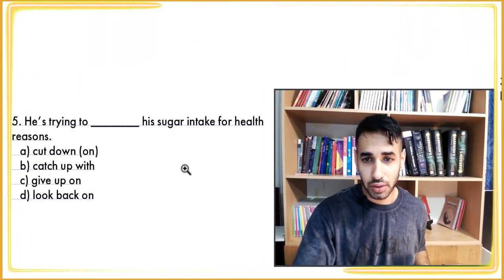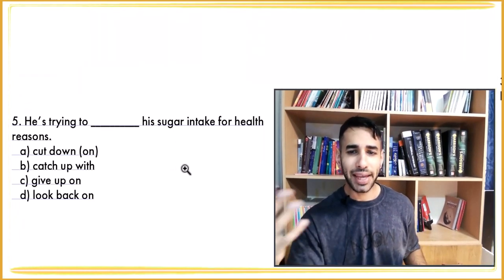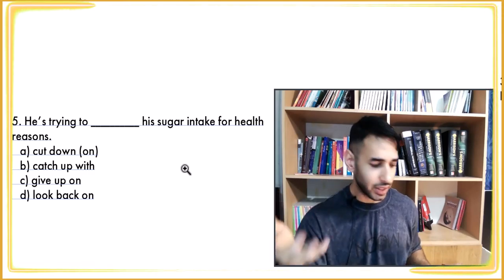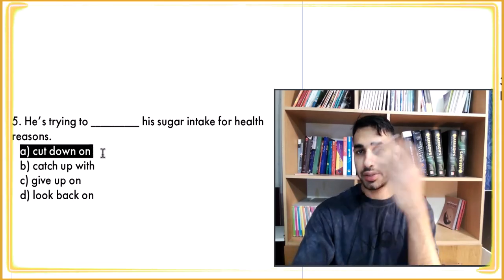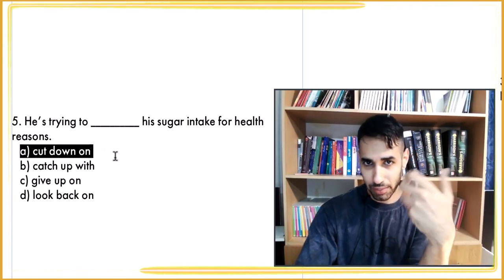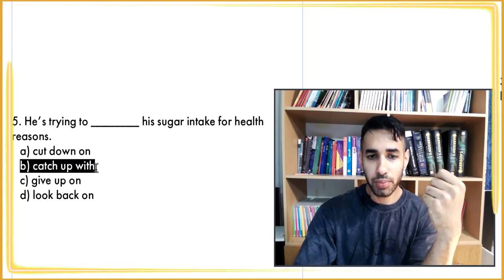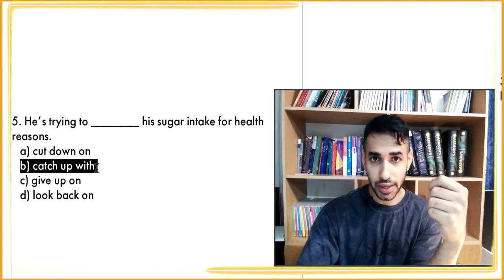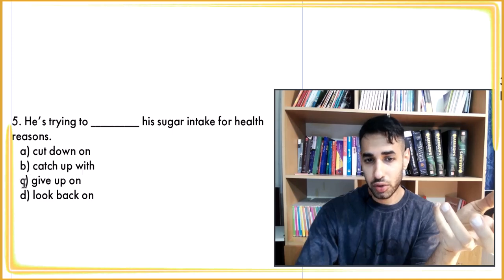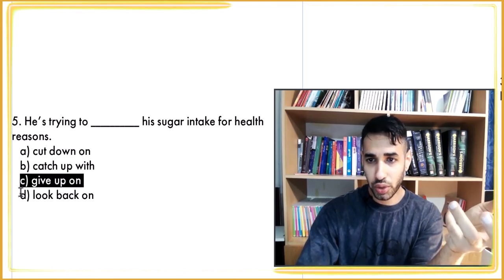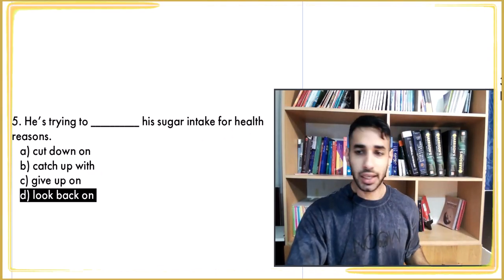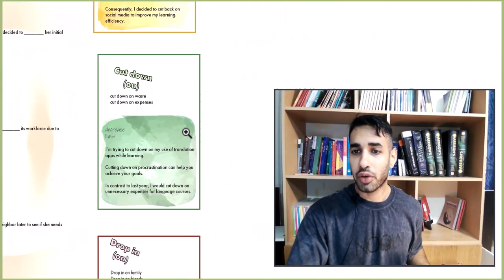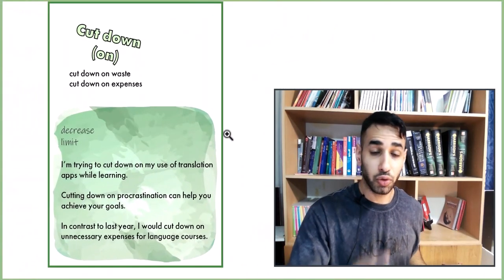Another question. He's trying to blank his sugar intake for health reasons. Option A, cut down on his sugar intake. Intake means consume. Option B, catch up with his sugar intake, give up on his sugar intake, or look back on his sugar intake. Now the correct answer is going to be revealed for you. We're going to study the green box in order to find the answer to that question.